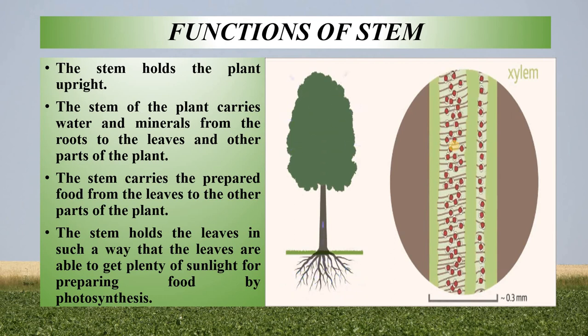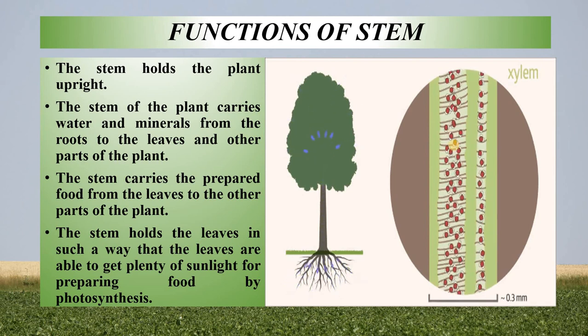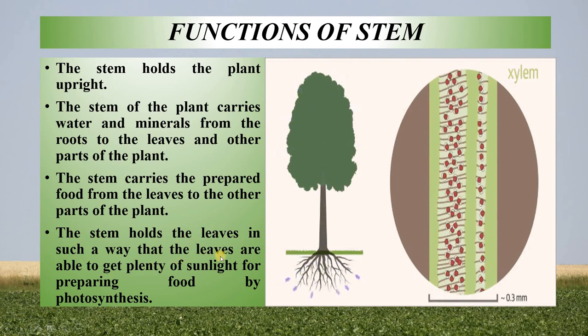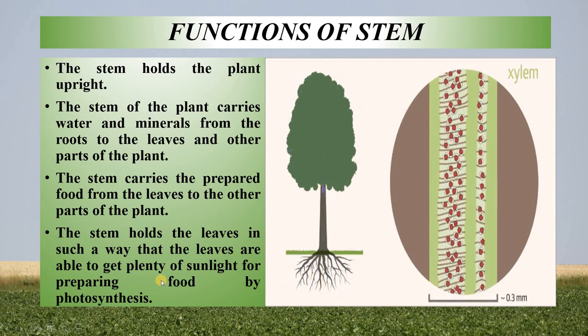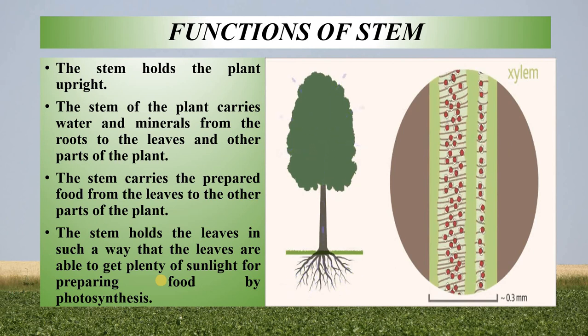In class 7, you will learn in detail about xylem and phloem. Phloem carries the prepared food from the leaf to the other parts of the plant so that the food gets equally distributed. And the last one is that the stem holds the leaf in such a way that the leaves are able to get plenty of sunlight for preparing food by the process of photosynthesis. You all know that sunlight provides the solar energy, the energy which is required for making the food.